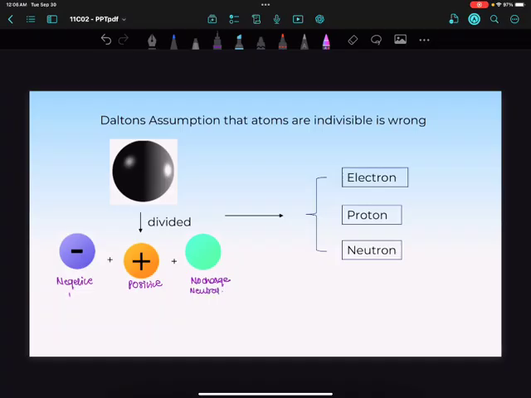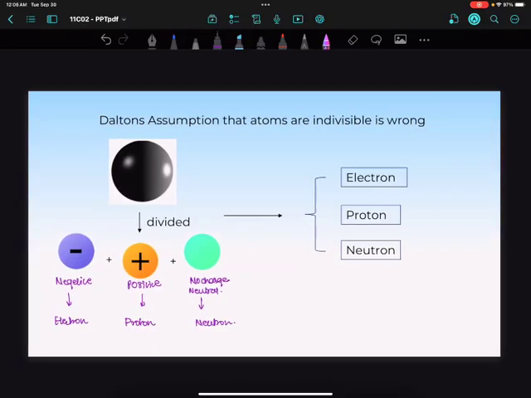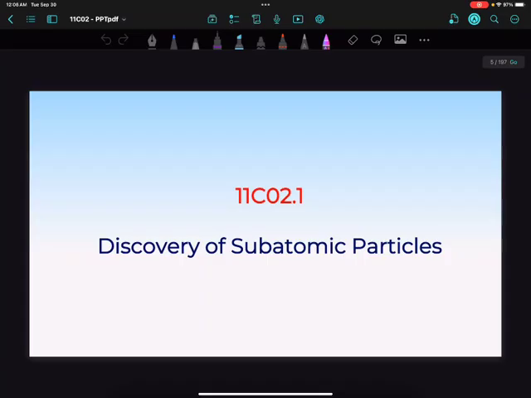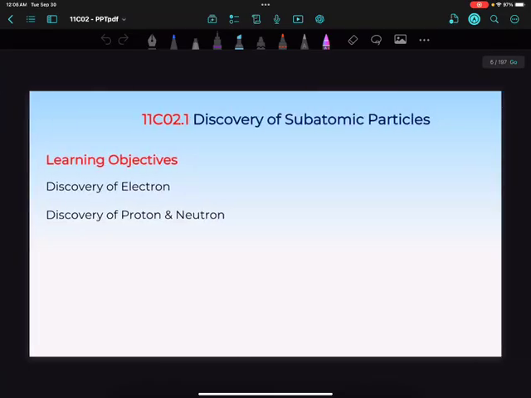Hence a nomenclature was done for each of them. The negative one is known as electron, the positive one is known as proton, and the one with no charge is known as neutron. Okay, so these are the names given. Now let's learn the discovery of the subatomic particles.